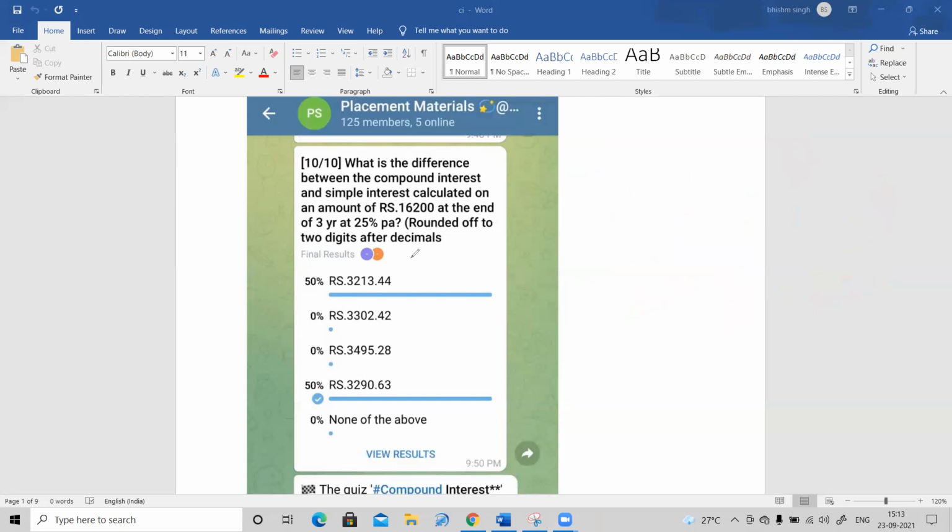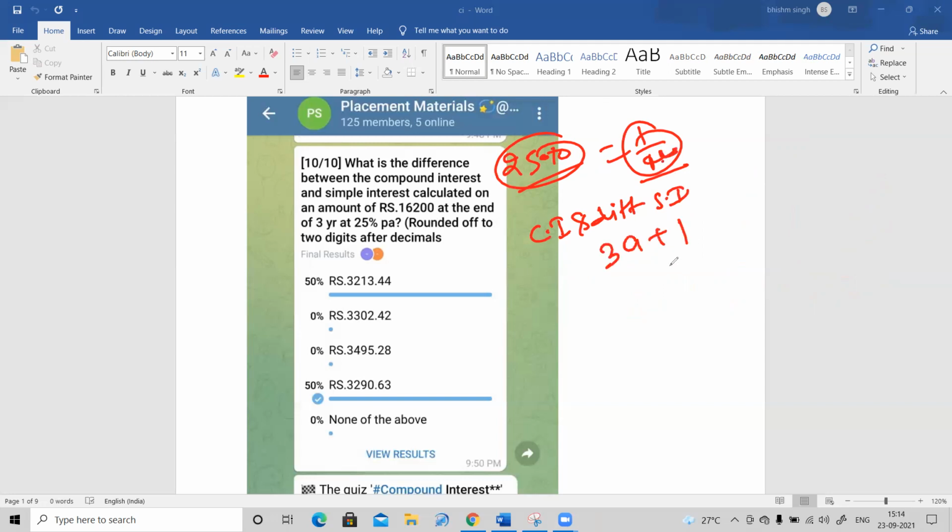See everyone, 25% they have told as the percentage here. So what I will do in this one, simply I will write 1 by 4, and for 3 years they're asking. So what I told you, the CI and SI difference, if this is 1 by 4, then directly you take 3A plus 1, and for the principal you take A cubed. So 4 cubed is how much? 64. If you put the 4 value here, 4 3 12 plus 1 is 13. So your principal is 64, then the CI/SI difference is 13.